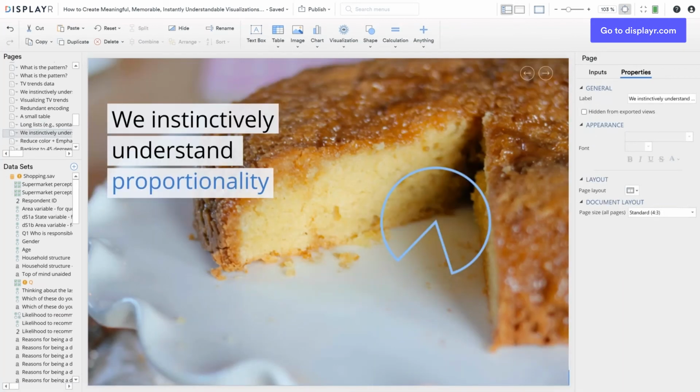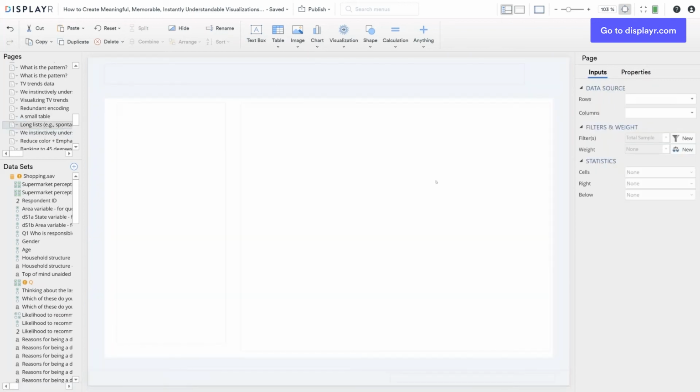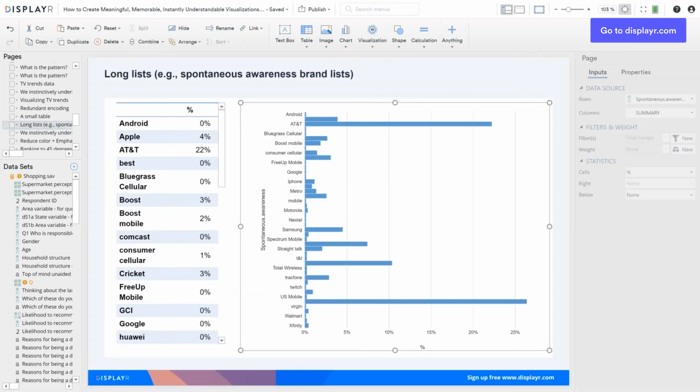It's very easy to look at this and figure out how much of the cake has been eaten. No matter how many people say, gosh, pie charts and donut charts are rubbish, they actually tap into an instinct that we've got. We're really good at understanding them. And the problem is usually that they're badly created. Let's try and create a good one.